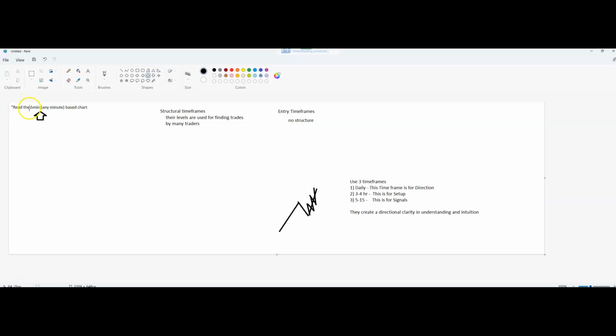This is used by many individuals who will eventually figure out their mistake: just trying to read the intraday chart without understanding the levels and the context is futile. It will not work. All right, it just doesn't work.